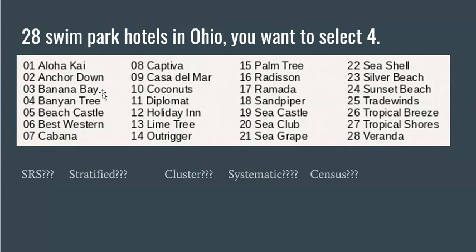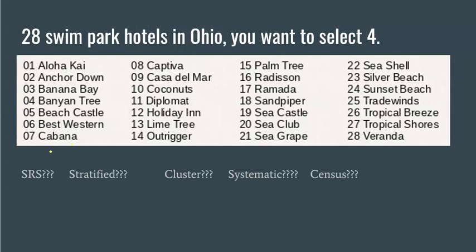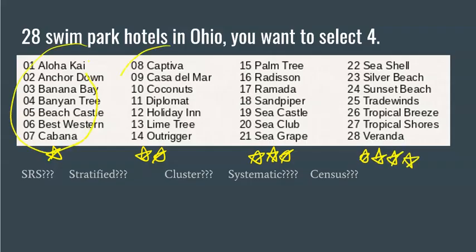Stratified is maybe I just group them off. For example, maybe these are my 1-star hotels. These are my 2-star hotels. These are my 3-star hotels. And these are my 4-star hotels. Okay, so then I'm going to go to each group and pick one hotel from each group. So I am going to have to go separately to each group and pick one hotel from each. That would be stratified.